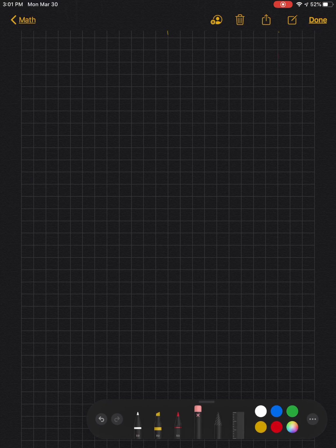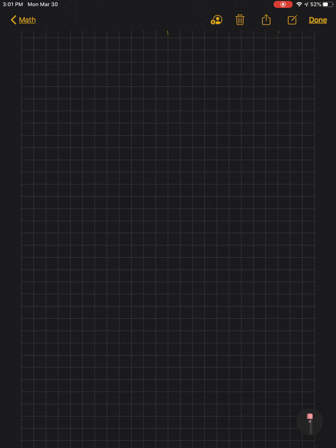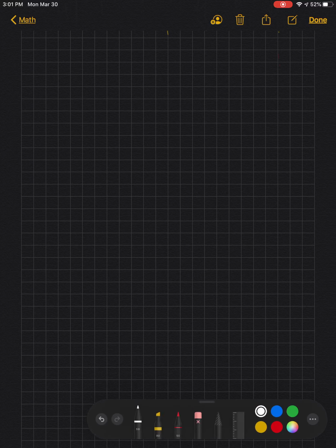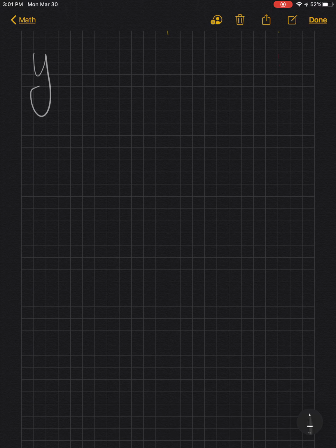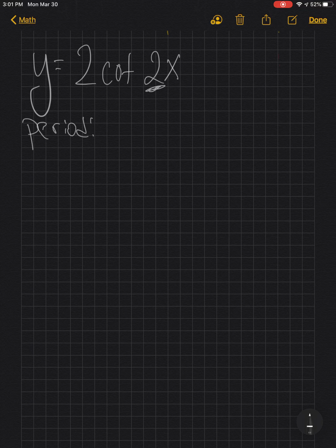Okay, so let us do y equals 2 cotangent of 2x. So the first thing I'm noticing is that I do have a b. So that automatically changes my period, right? So the period is going to be pi over b, which is pi over 2.